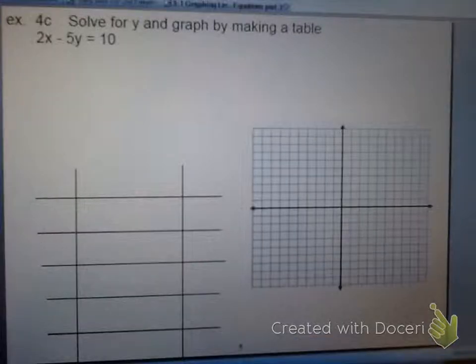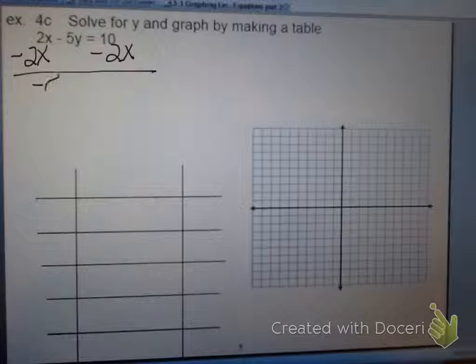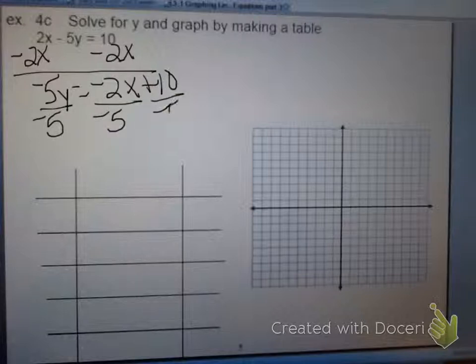Okay, example 4C, we're going to subtract 2x on both sides. So negative 5y is equal to negative 2x plus 10. Divide by negative 5. So that's y is equal to 2/5 x plus 2.